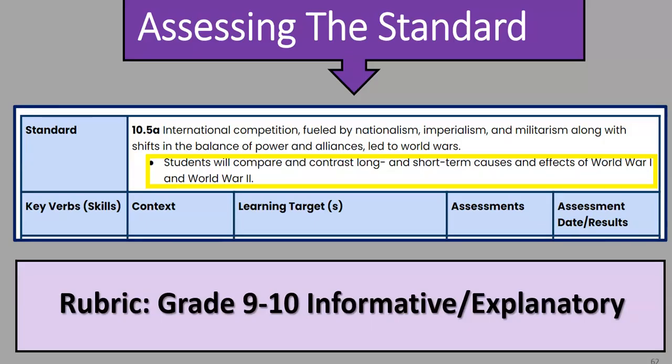And as I think about what my summative assessment is going to be, it's going to measure that piece that we identified in the standard, right? In standard 10.5a, it clearly says students will compare and contrast long and short-term causes and effects of World War I and World War II. And so that's what I'm going to assess, most likely as an essay, and I'm going to use the DoDEA grade 9-10 informative explanatory rubric to help me assess students' skills in mastering the standard.